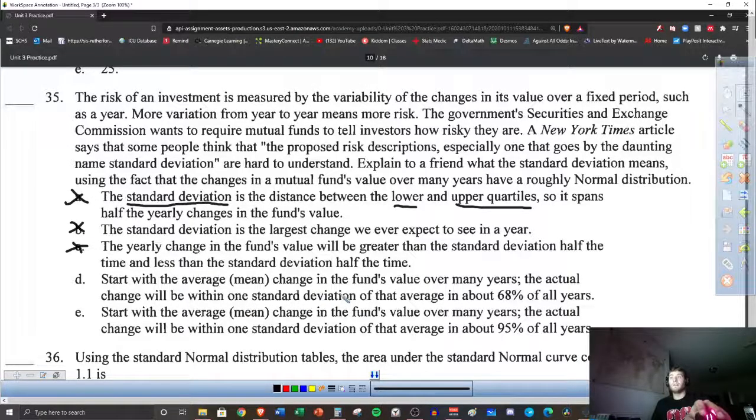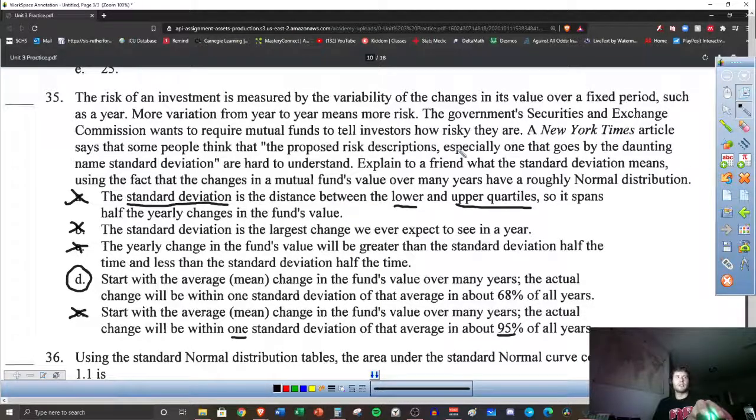Next, D, start with the average change. The average change in the fund's value over many years, the actual change will be within 1 standard deviation of that average in about 68% of all years. This is the most true statement here because within 1 deviation, you're going to get 68% of the data, okay? Which this next one, E, is saying 95% is within 1 deviation. So that's why that one's not true. So D is the best choice.